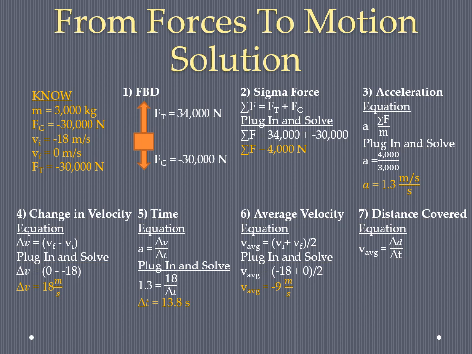And the last thing you can figure out is how much distance that elevator is covering while it is slowing down, using your V average as delta D over delta T. When you plug in and solve, you find that elevator moved... actually, there's an error on that. It should be negative 124 meters. But that hopefully is what you came up with on your own.